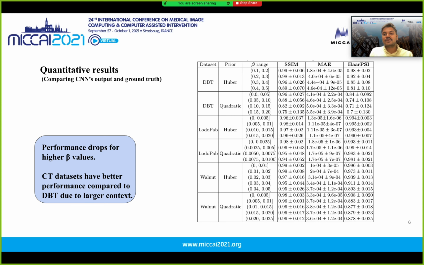Quantitatively, we measure the accuracy of the UNet's output against the ground truth output by using metrics such as SSIM, mean absolute error, and RPSI. We observe that as the value of beta increases, the performance of the UNet's prediction decreases. We also observe that the performance on CT datasets is better compared to DBT, which is because of a larger context in the case of CT datasets. For more details about the experiment, I refer you to the paper.